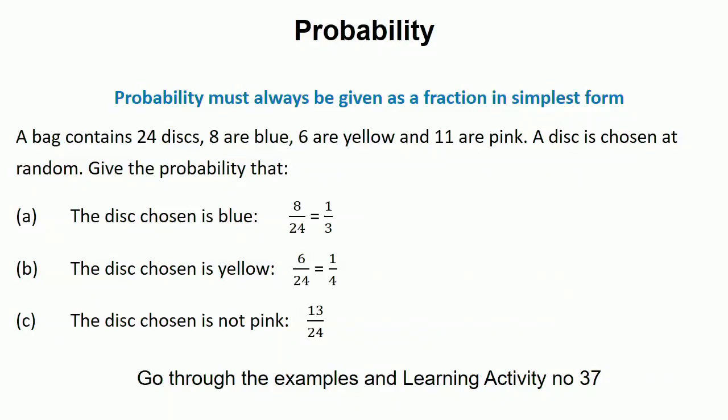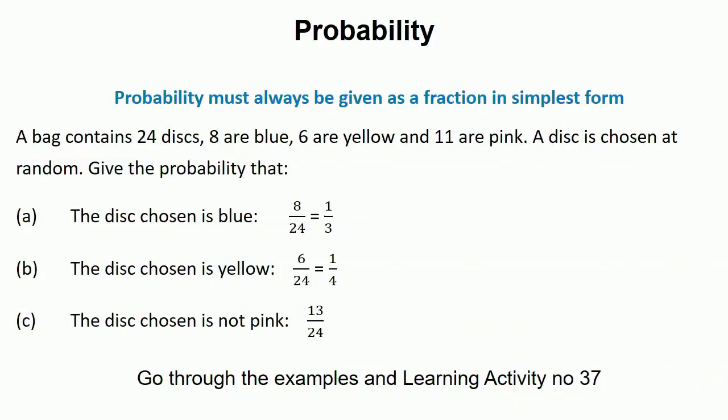Then the disc chosen is not pink. Okay, now you've changed the 11. There's 10 pink now, not 11 pink. So how many is not pink? Of course, 24 minus the 10, there's 14. So that is 14 on 24, and 2 can go into that, so 14 on 24 gives you 7 on 12. So the 7 on 12 will be your final answer there.